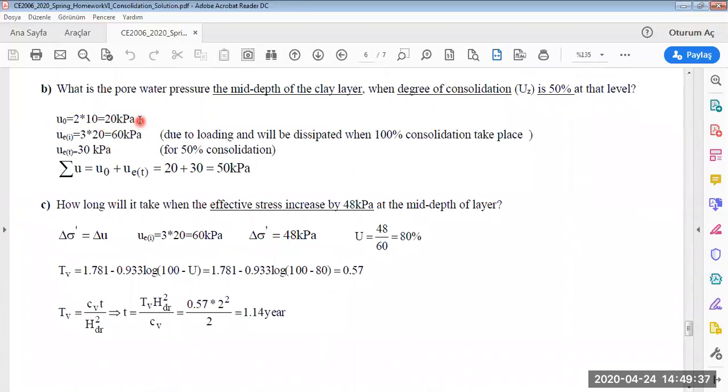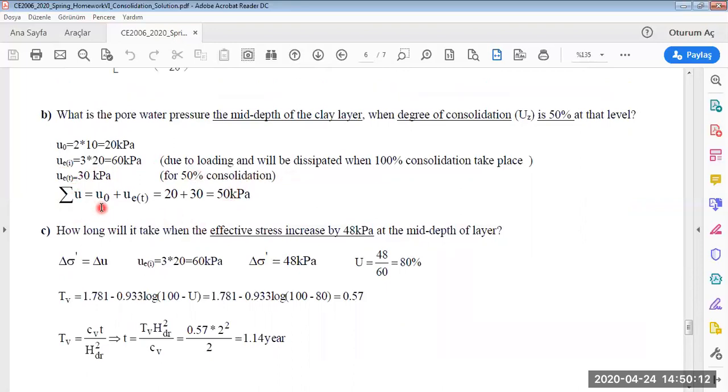Here, it's 20 kilopascal. The excess pore water pressure is due to the loading and will be dissipated when the consolidation ends. It's caused by the loading. It is 60 kilopascal, and at any time during the consolidation, the excess pore water pressure is measured as 30 kilopascal, which is for 50% of consolidation.